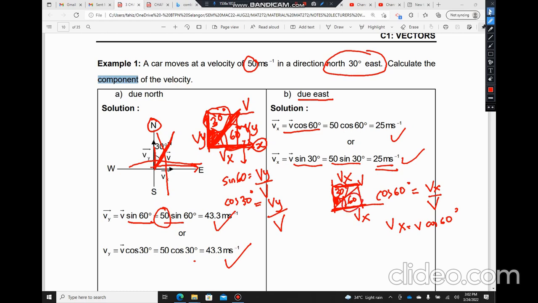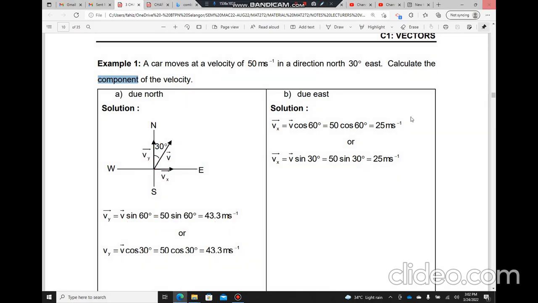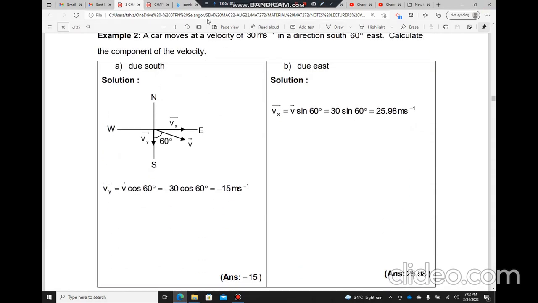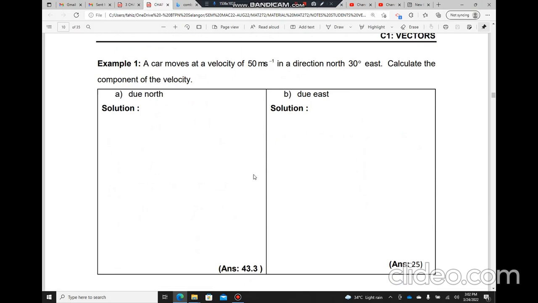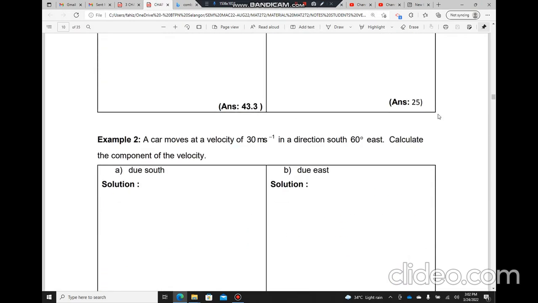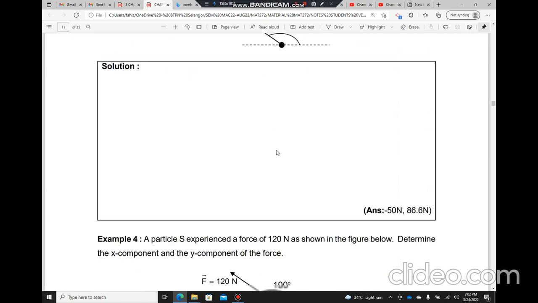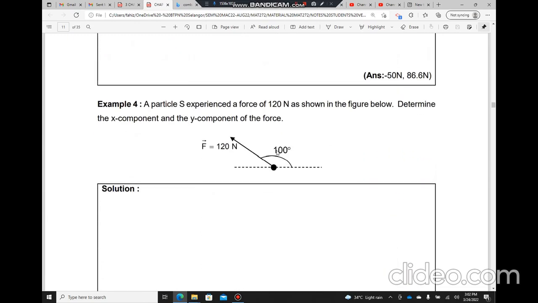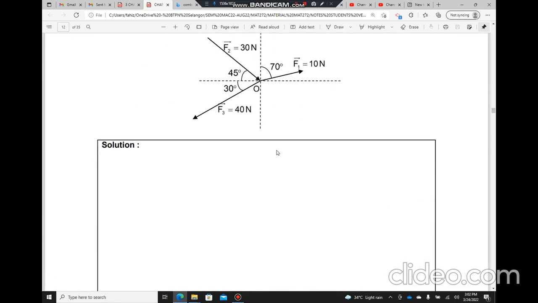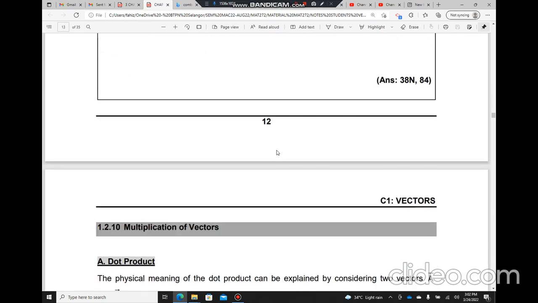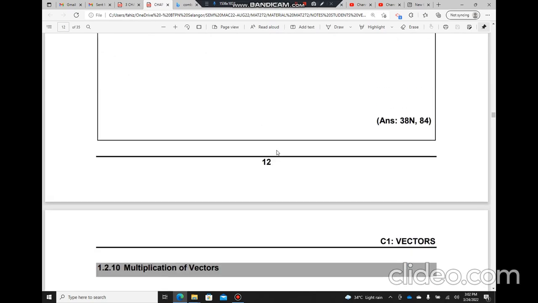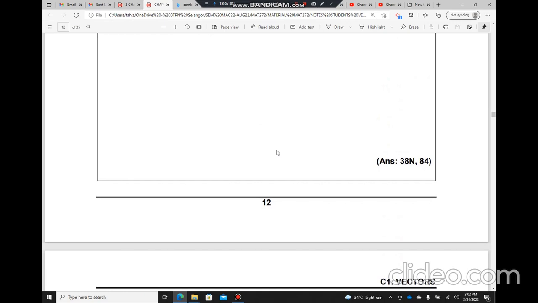Okay, so this one for example 1. Okay, then you all can solve. Okay, yang ni example 1 nanti isi dekat sini. So boleh check answer here. Okay, and then you also can complete example 2, example 3, example 4, example 5. Semua dah ada answer. Okay, so boleh completekan this example.